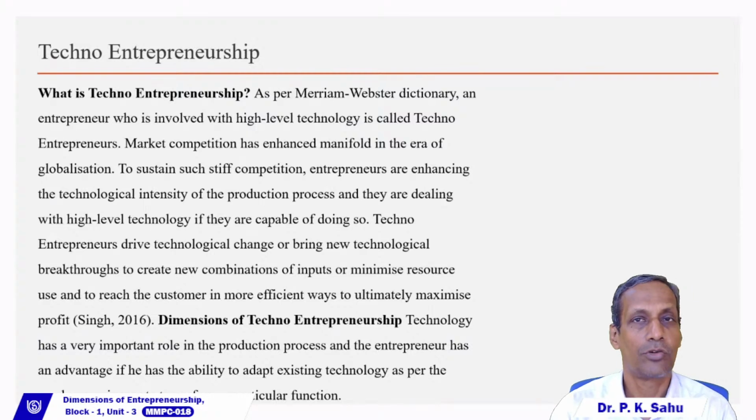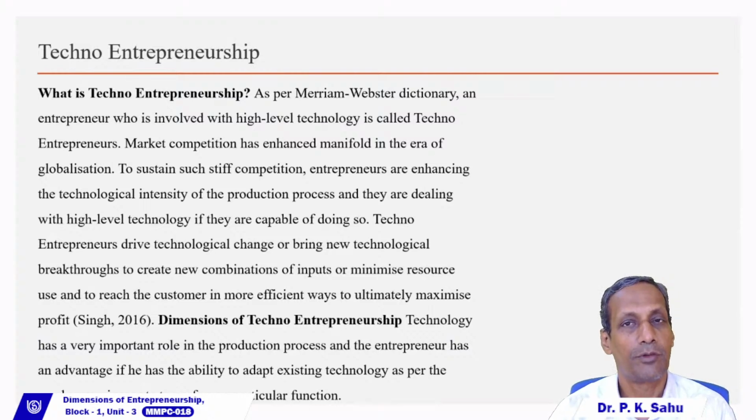Next, let us take a look at techno entrepreneurship. Now, what is techno entrepreneurship? It's nothing but an entrepreneur who is involved with high level technology is called a techno entrepreneur. To sustain stiff competition, entrepreneurs are enhancing the technological intensity of the production process, and they are dealing with high level technology if they are capable of doing so.